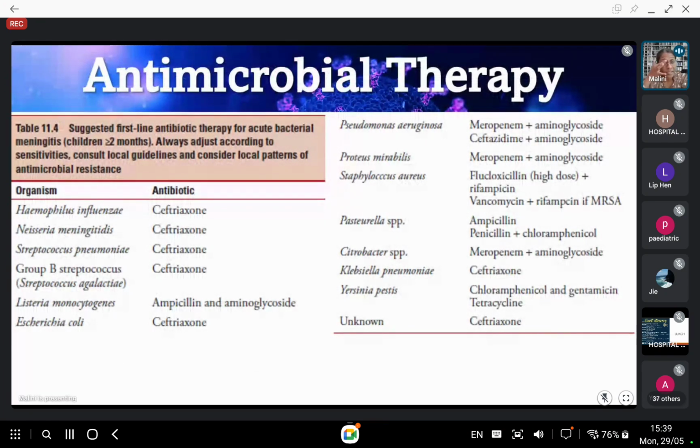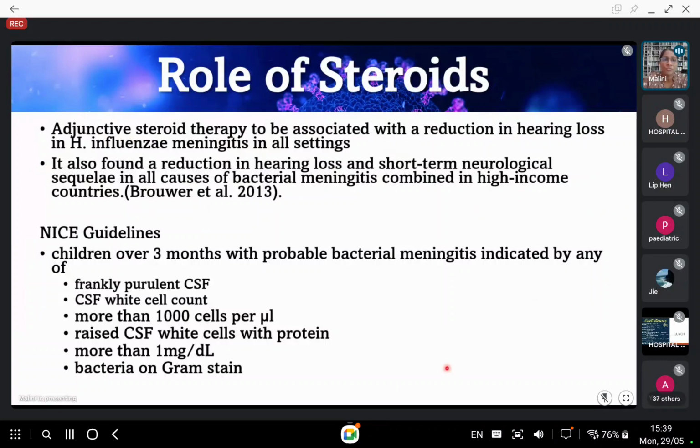So antimicrobial therapy is organism specific. And of course, most of us do use ceftriaxone as our first line, and generally it is going to be able to clear your CSF of the most common organisms. But of course, we need to follow our local guidelines for antibiotics.